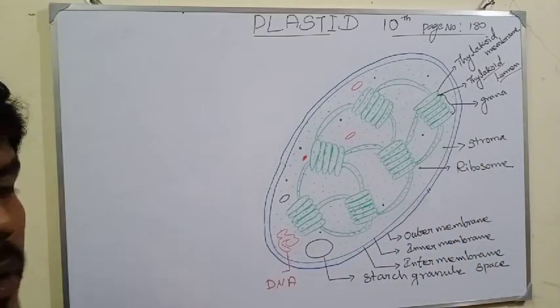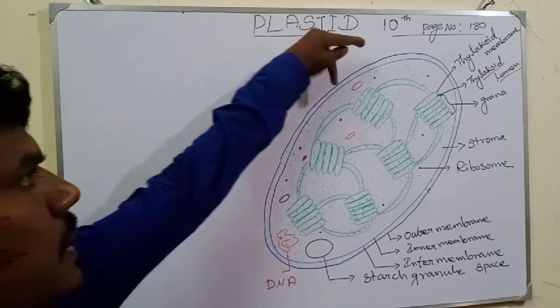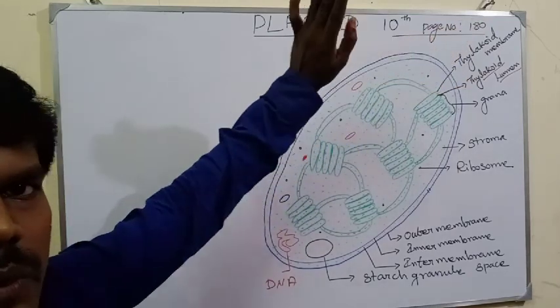Hello students, today we are going to discuss plastids. 12th chapter in 10th standard, page number 180. If you have the textbook, you can go through this.